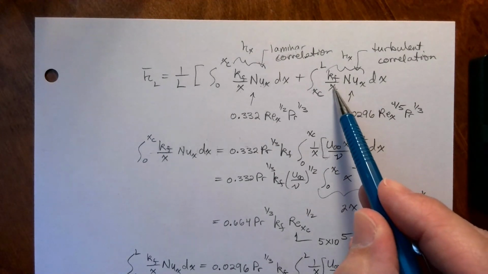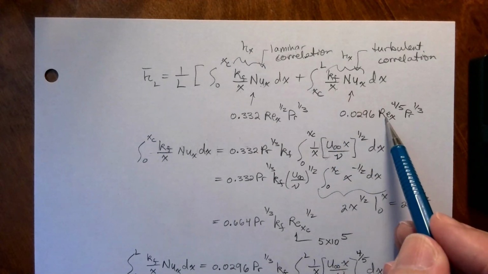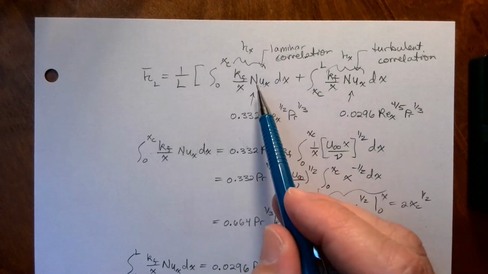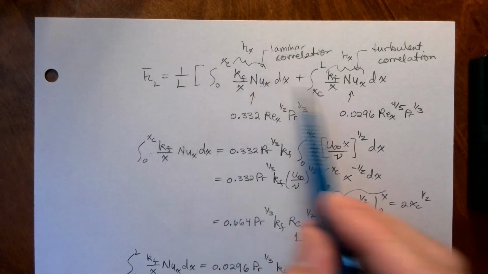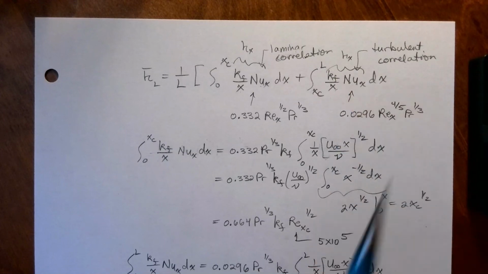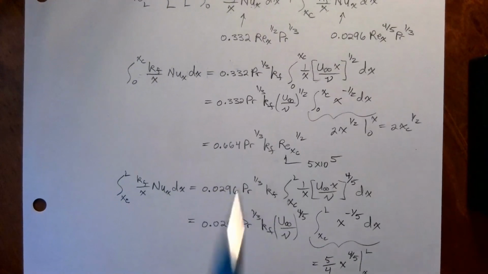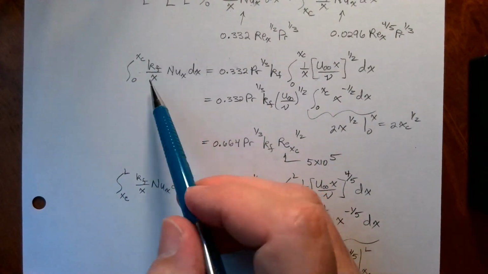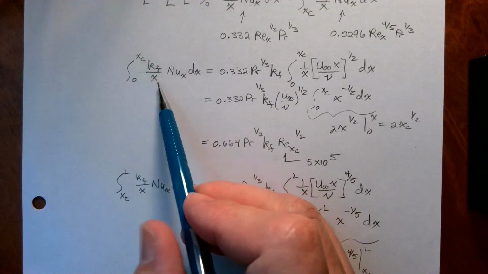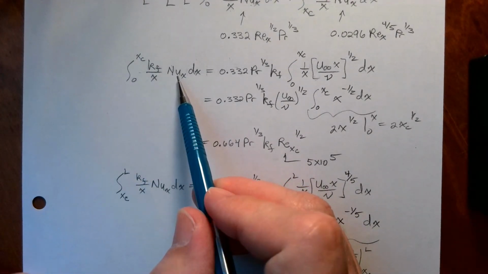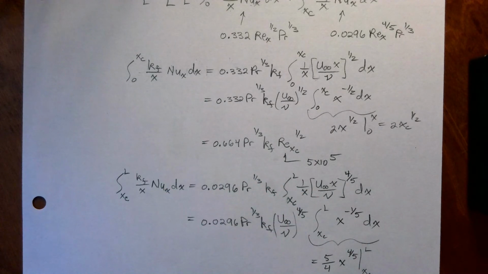All right, so I have an x dependence that shows up in here, and an x dependence that shows up in that Reynolds number. Same thing over here. And so we can evaluate these integrals. I'm going to do that work here. Let's just look at one integral at a time. The first integral is from 0 to x sub c. I'm going to substitute in for that Nusselt number.